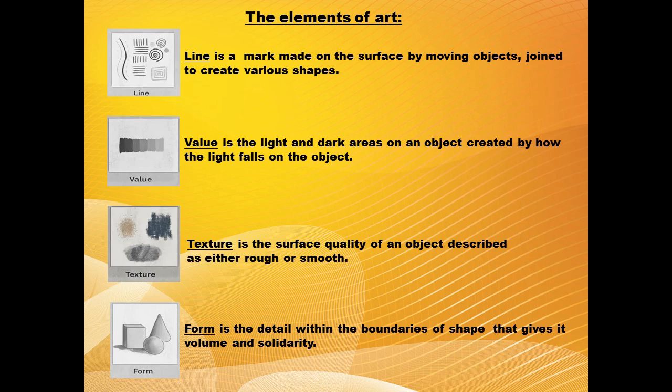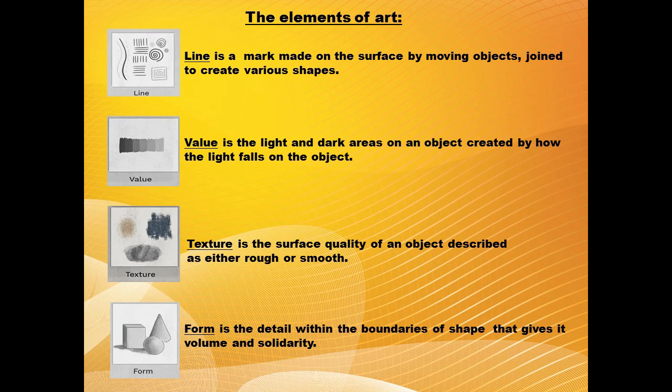Our element number 4 is called texture. And texture is the surface quality of an object described as either rough or smooth. So if any fruit is smooth or rough, or if any drawing appears to be smooth or rough, that element that has been used there is called texture.